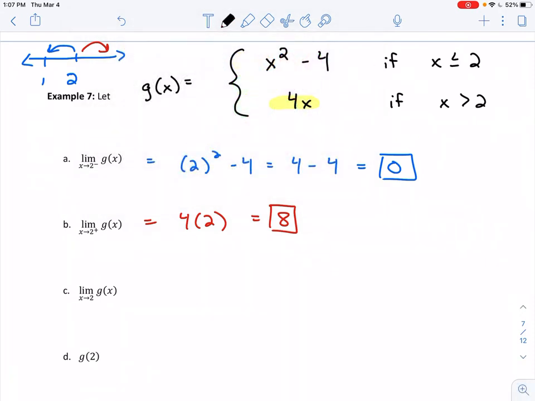Part C asks for what's the two-sided limit. Well, the left and the right-hand limit, those are two different numbers. They're not equal, so that does not exist.